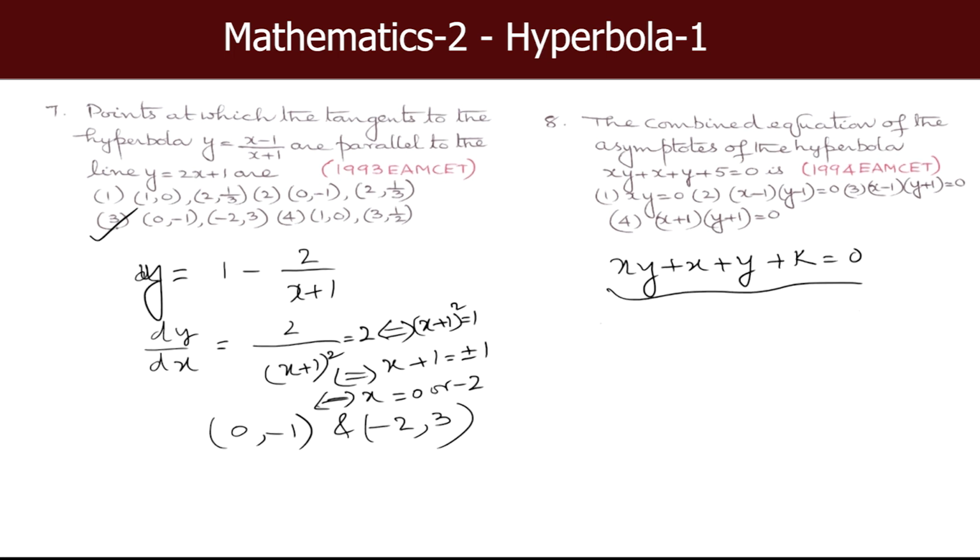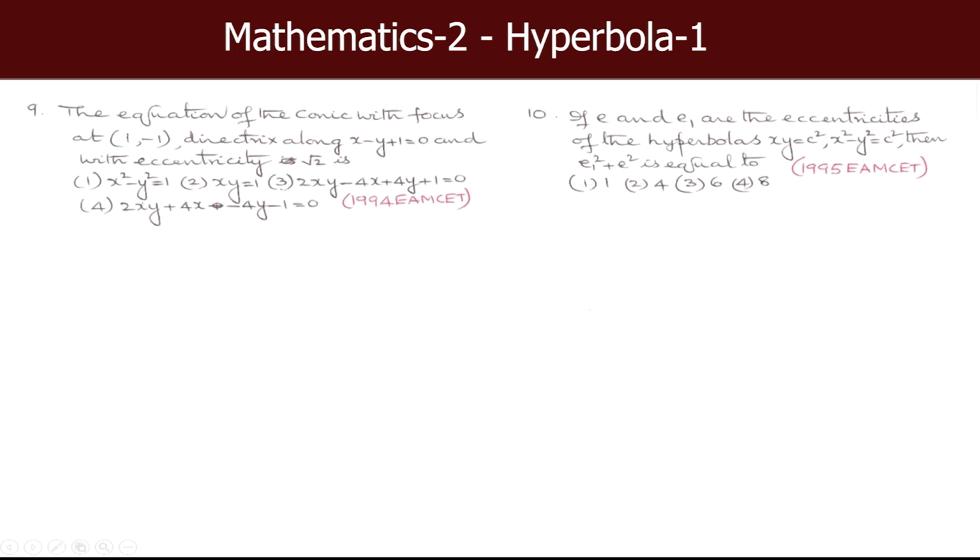Clearly k equal to 1 suits. The value of k for which this can be factored into two linear factors in x and y is 1. Then, because from this you can take x into y plus 1, if k is 1 only, then this will be x plus 1 into y plus 1 equal to 0. So, this is the combined equation. Follow?